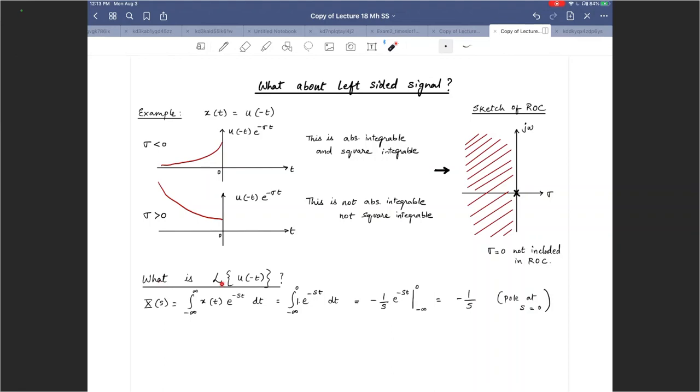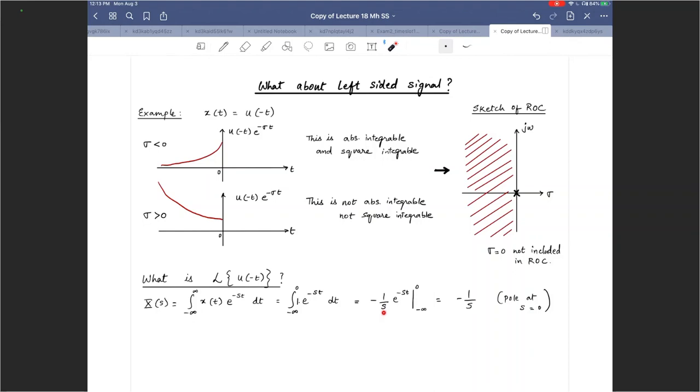What is the Laplace transform of u of minus t? We looked at that, but there's a quick proof here. Use the Laplace integral. X of s is the integral from negative infinity to infinity of x of t e to the minus st dt. Substitute the limits for u of minus t, which are only for negative time. So negative infinity to 0, 1 times e to the minus st dt. Evaluate the integral, plug in the limits, and find out the region of convergence. The same sequence of steps.